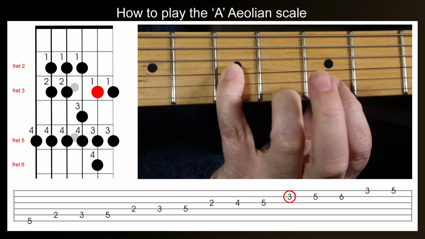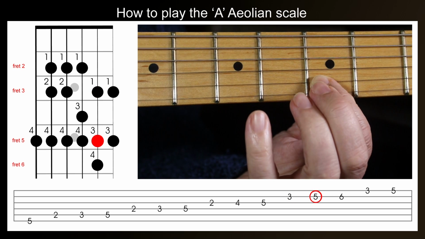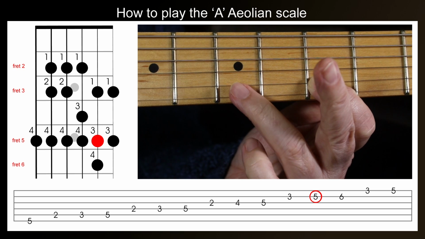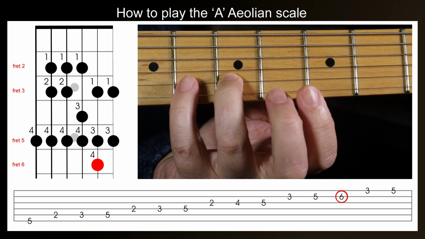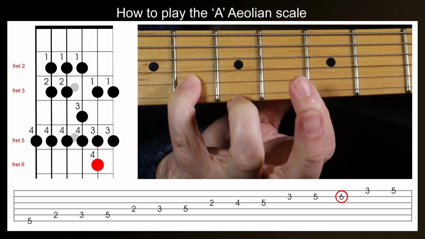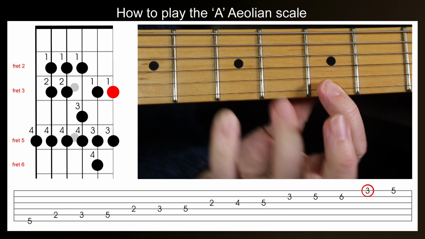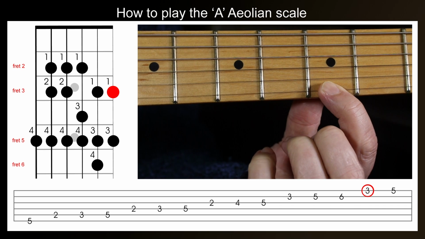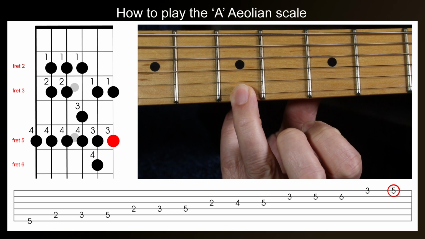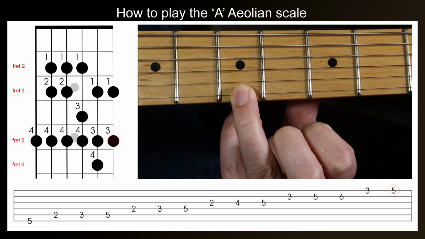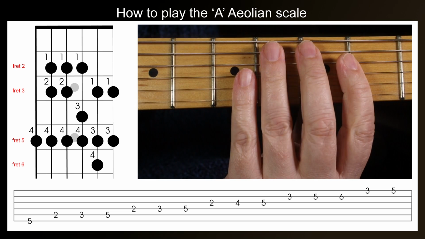Play the 3rd fret of the B string with the 1st finger. Play the 5th fret of the B string with the 3rd finger. Play the 6th fret of the B string with the 4th finger. Play the 3rd fret of the top E string with the 1st finger. And finally, play the 5th fret of the top E string with the 3rd finger. Right, let's see and hear that played again more quickly, up and down the neck with a metronome.